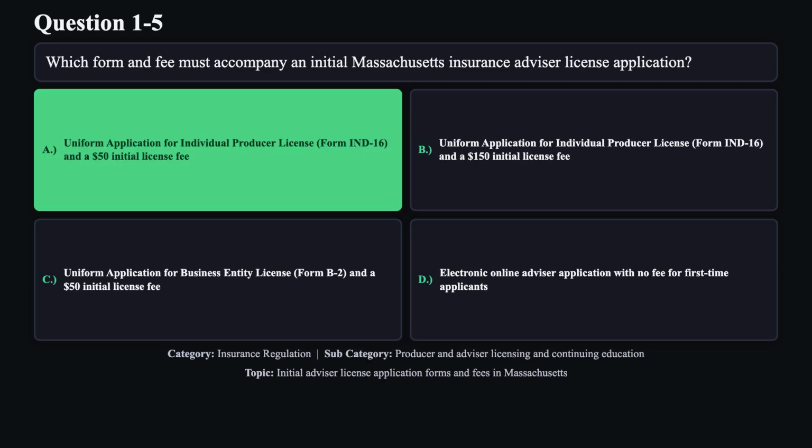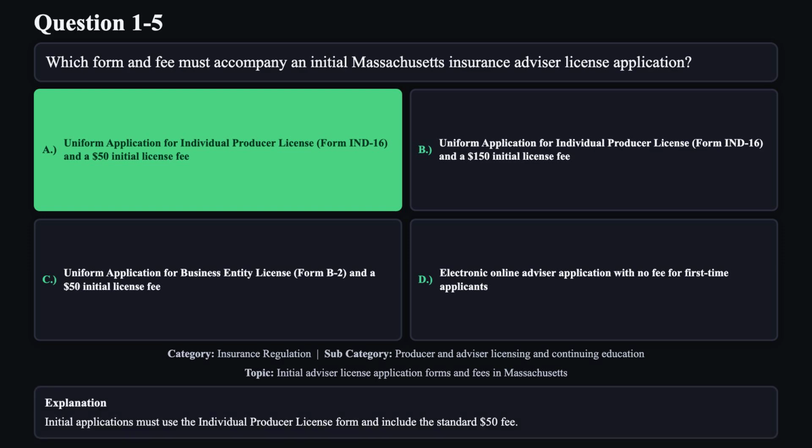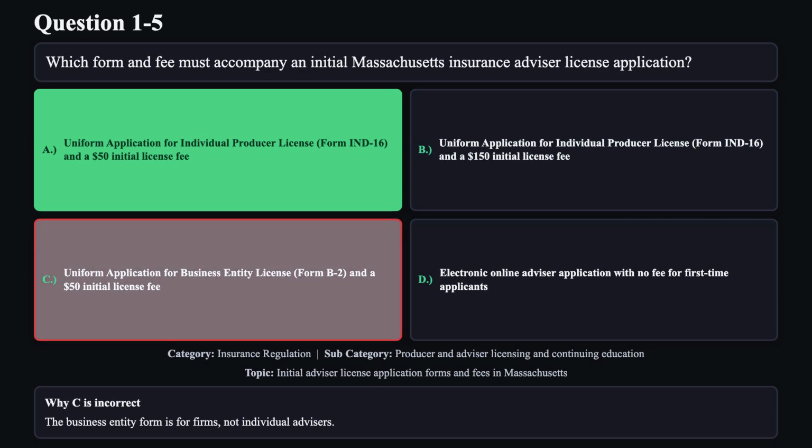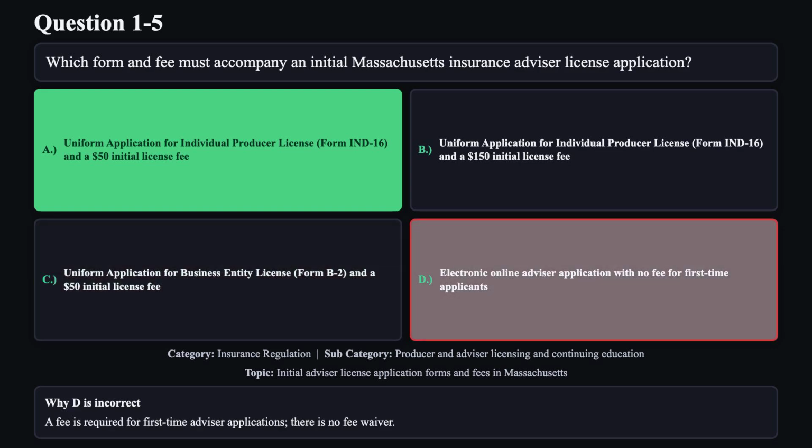The correct answer is A. Initial applications must use the individual producer license form and include the standard $50 fee. Reason B is not correct. The fee for an initial license is $50, not $150. Reason C is not correct. The business entity form is for firms, not individual advisors. Reason D is not correct. A fee is required for first-time advisor applications. There is no fee waiver.